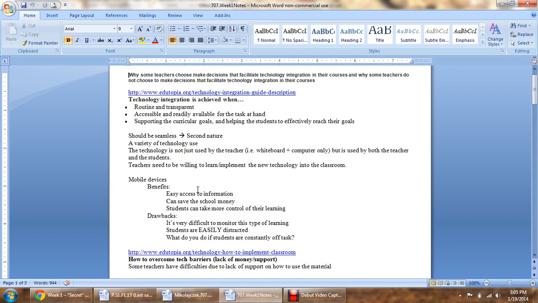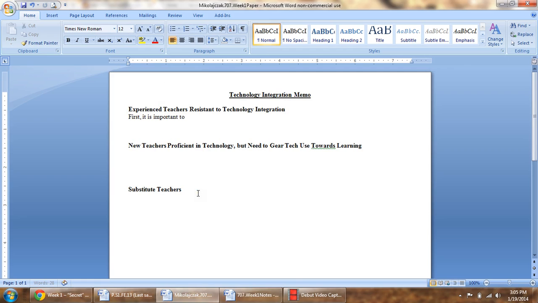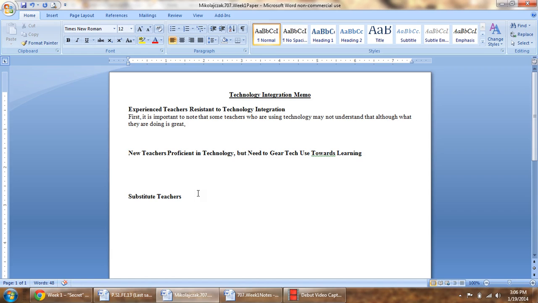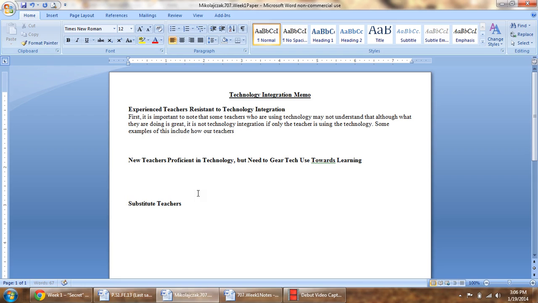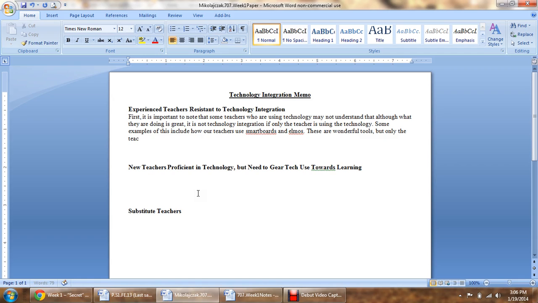First, it is important to note that some teachers who are using technology may not understand that although what they are doing is great, it is not technology integration if only the teacher is using the technology. Some examples of this include how our teachers use smart boards and Elmos. These are wonderful tools, but only the teacher is using them. Therefore, it is not technology integration with the students.